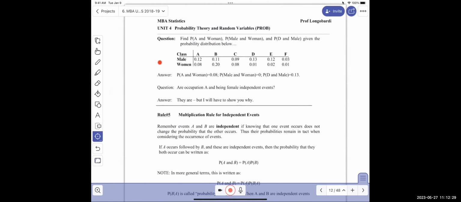Again, the same chart, our joint distribution. I'm reading off the chart: occupation A and woman is 8%, male and woman, they cannot be at the same time, that's 0, and D and male is 13%. So that's how you read the chart. And now I have a question. So all of that was easy and straightforward. Now I have a real question for you. Are occupation A and being female independent events? How will I figure that out?